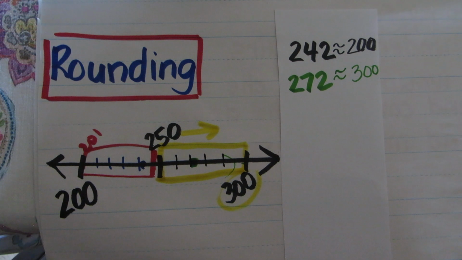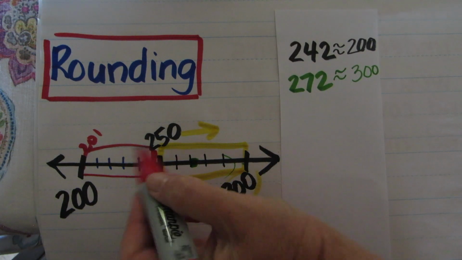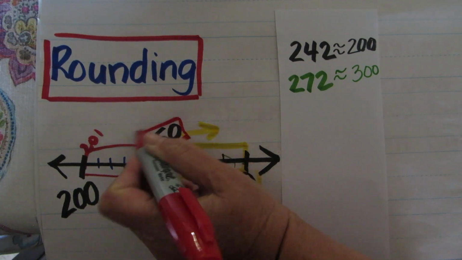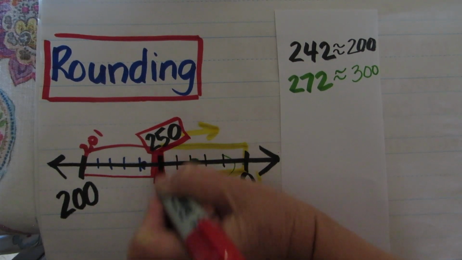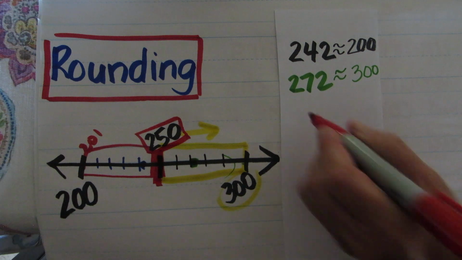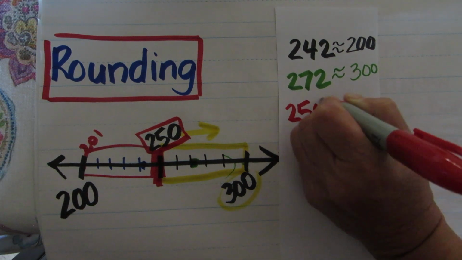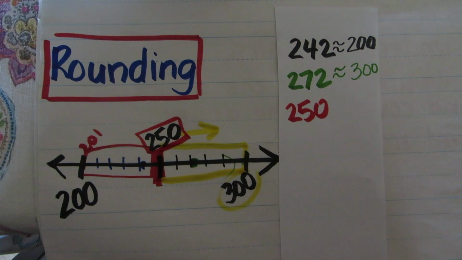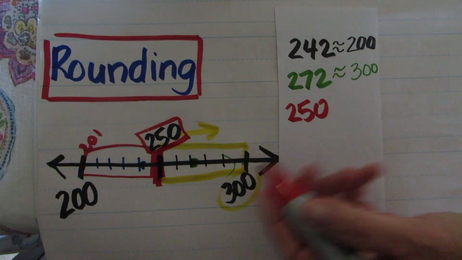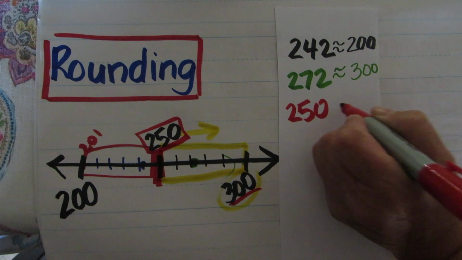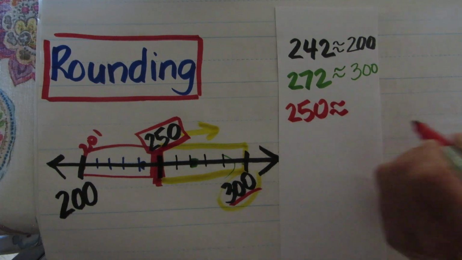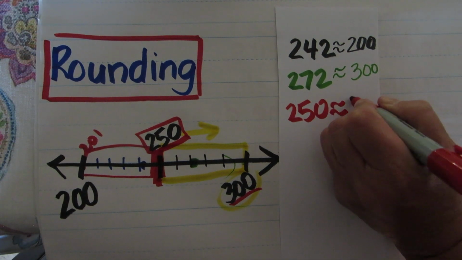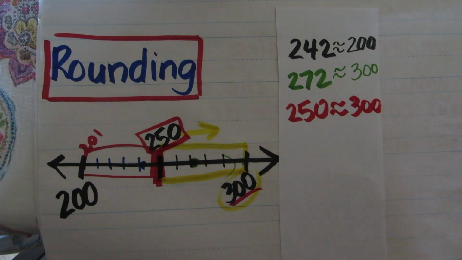Okay, and just like with rounding, and then you have a number that has that 5, that's right in the middle, 250. It's right in the middle. Where are we going to round 250? Anytime we have that special 5, 6, 7, or 8, it's going to round up to the 300s. So 250 rounded to the nearest hundred would be 300.